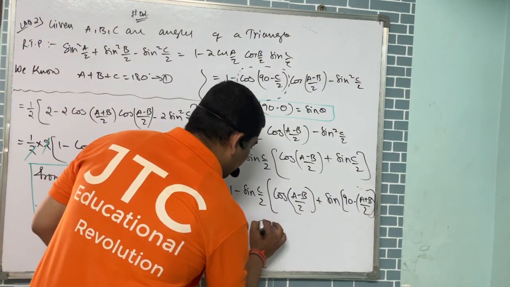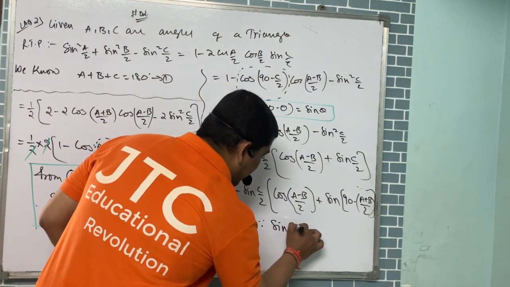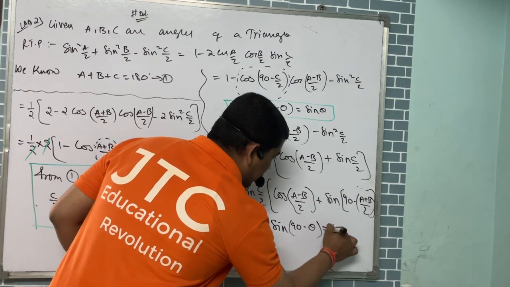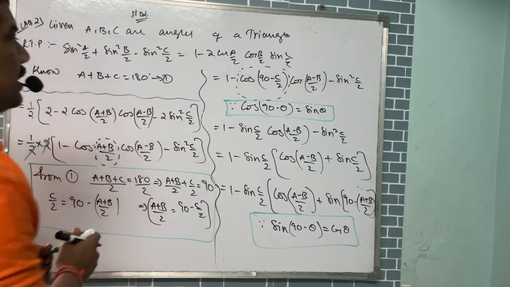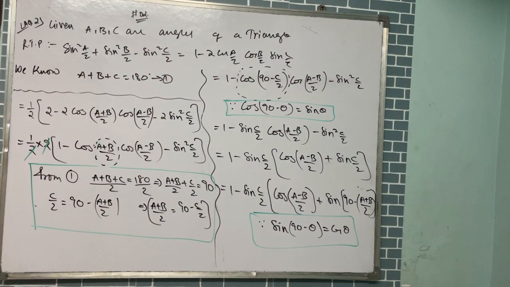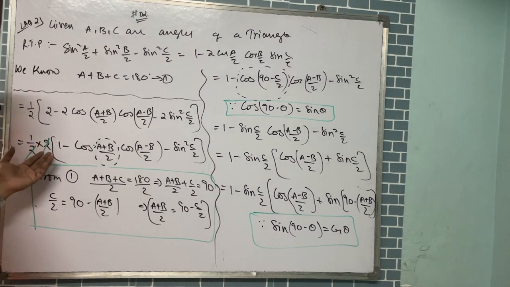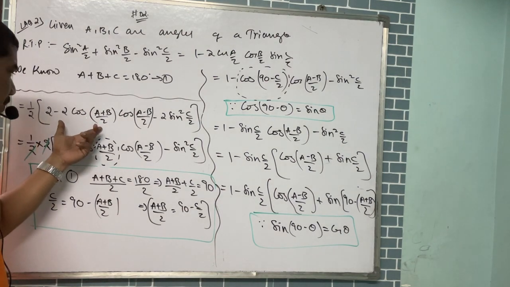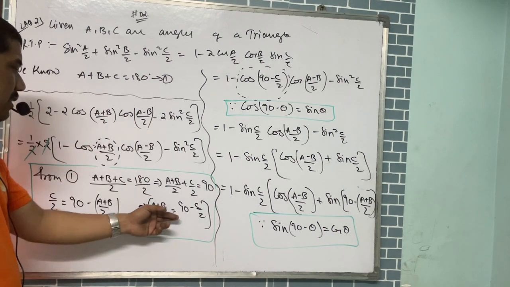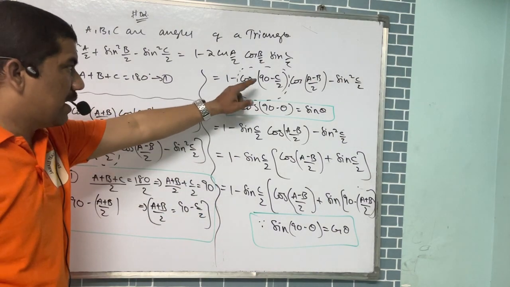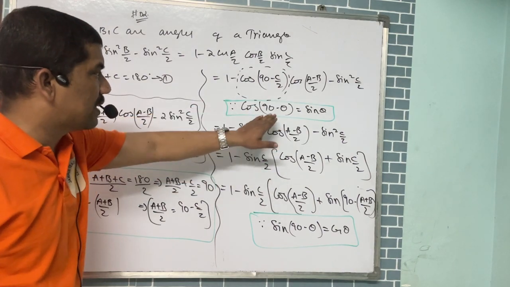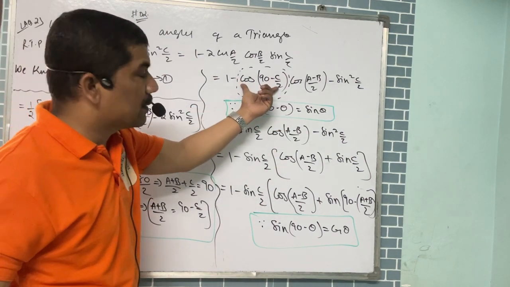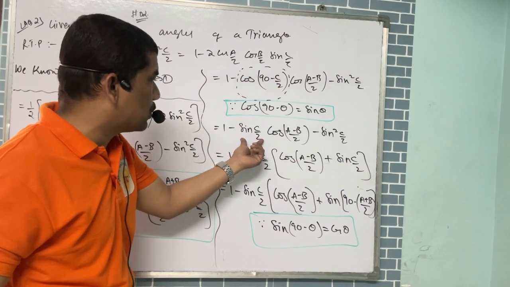So we know very well sin 90 minus theta will be nothing but cos theta. Right, so this I am going to use in the next step. So till here observe everyone carefully. Here what I have done, 2 I have taken common and cancelled it. And here a plus b by 2 I am changing it to 90 minus c by 2. Remaining everything same. So cos 90 minus theta can be written as sin theta. So cos 90 minus c by 2 I am writing sin c by 2.